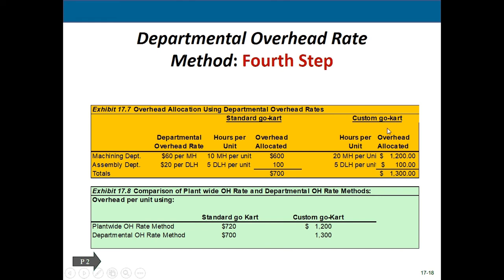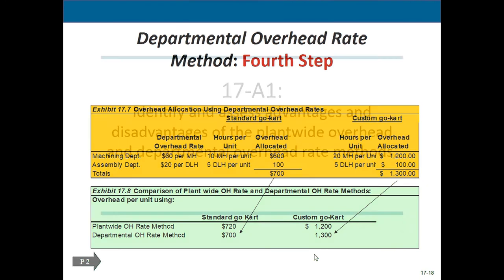Well, that's a little bit different because in the plant-wide overhead rate, standard go-karts were getting $720 each, custom were getting $1,200. So now you'll see that suddenly standard go-karts are getting just a little bit less and custom go-karts are getting a little bit more once we break it out by the departmental overhead rate.